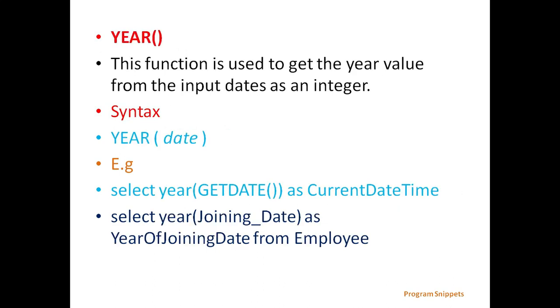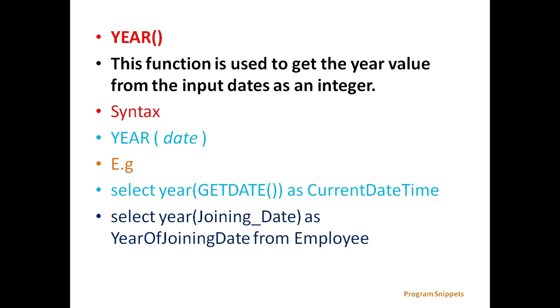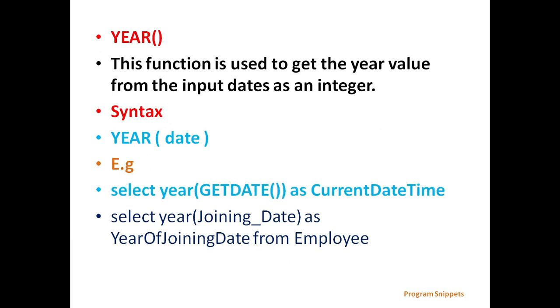Next is YEAR. This function is used to get the year value from the input date as an integer. General syntax is YEAR(date). For example, if we give SELECT YEAR(GETDATE()), then it will display the year of the current date. And if we give SELECT YEAR(JoiningDate) AS YearOfJoining FROM Employee, it will display the year of joining date for all the employees from the Employee table.